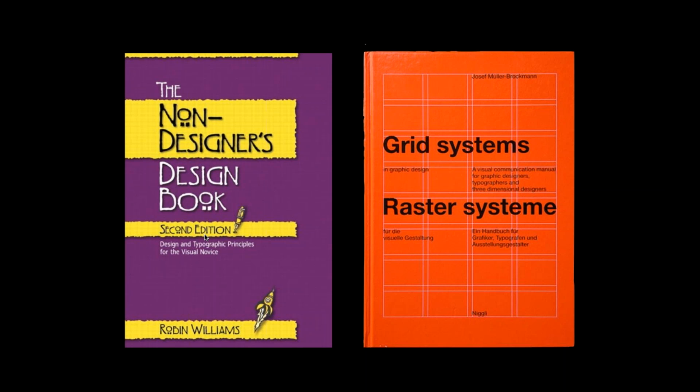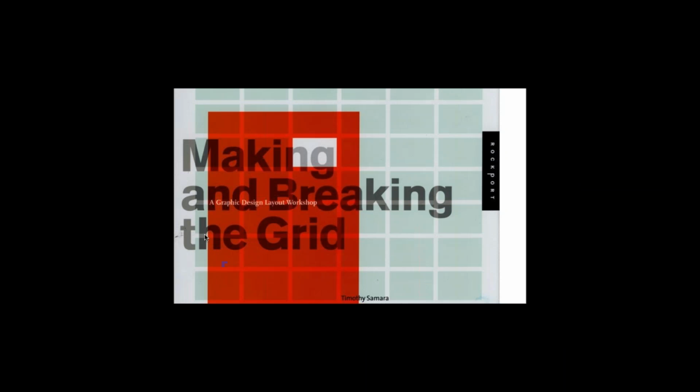If you want to geek out about grid systems, you can check out Grid Systems in Graphic Design by Joseph Müller-Brockmann, who's a famous Swiss typographer and layout expert. Making and Breaking the Grid is another nice book that is sort of like a little workbook for trying out some different exercises. If you try these out, you can definitely apply those when you're making new things and improving stuff in your library.